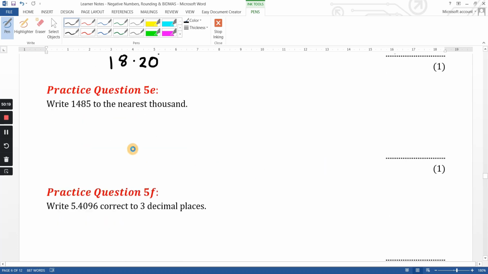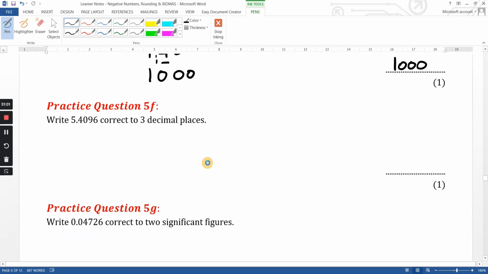Next one. Write it to the nearest 1,000. Ooh. Right, so this is very similar to functional skills, when you round it to the nearest whole number or to the nearest 10. In this case, to the nearest 1,000. Well, that's my 1,000 column right there, because that's your units, tens, hundreds, thousands. There's my dotted line in this case. And that's going to decide, that's my key digit. So in this case, that's a 1. Fill in the blanks. You should have 1,000 for your answer.